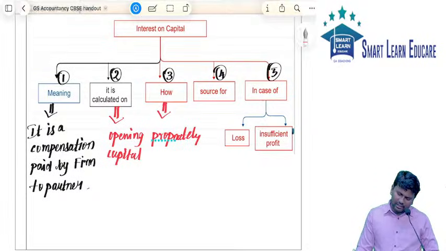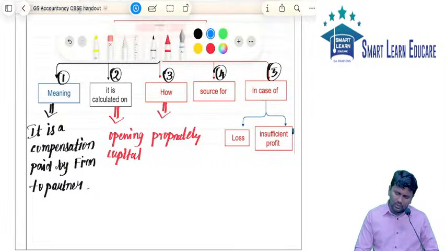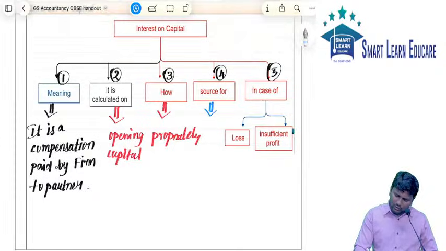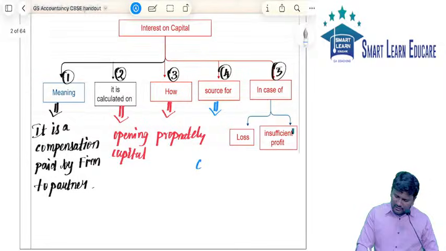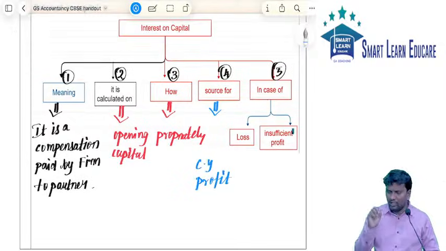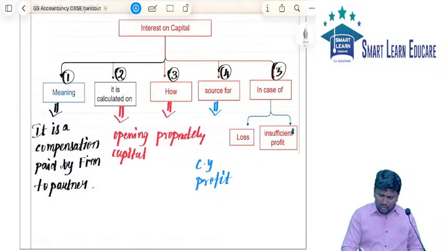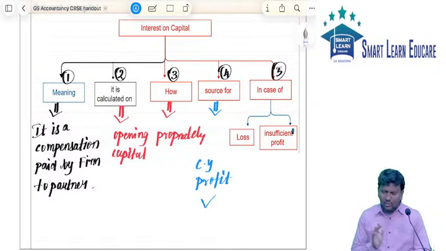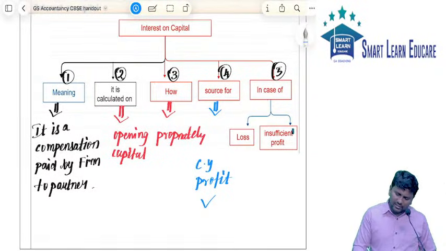Important point, what is the source for interest on capital? It is current year profit. It means only if you earn profit, you can pay interest on capital. If you don't have profit, you cannot have interest on capital. So what is the source for interest on capital? It is current year profit.